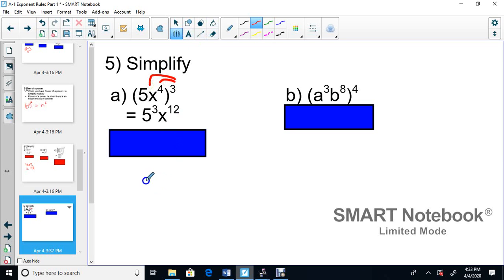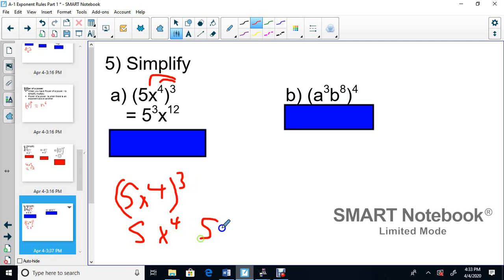Let me show you how that works down here. Okay, so if you have 5x to the power of 4 to the power of 3, well, it's like you have 3 of these. So you have 5x to the power of 4, and then you have another 5x to the power of 4, and then you have another 5x to the power of 4. These are all multiplied, so it's like 4 plus 4 is 8, plus another 4 is 12. So that's where the x to the 12 comes from. Now you have 1, 2, 3 5s. That's where the 5 to the 3 comes in.